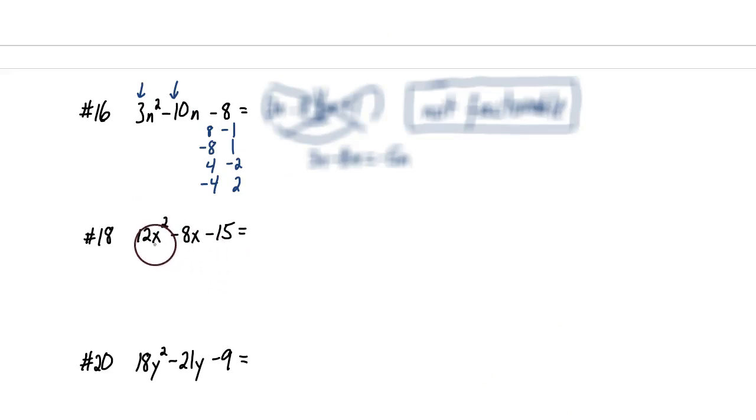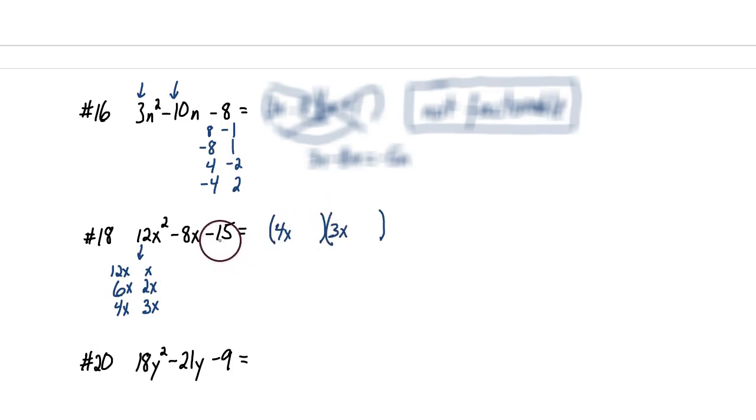Number 18, there's no greatest common factor other than 1, and it's not a perfect square trinomial. Let's try FOIL. We have some choices of numbers that multiply to make 12x squared. One possibility is 12x times 1x. Another possibility is 6x times 2x. And another possibility is 4x times 3x. Let's choose one of these and fill it in. If we find out later it doesn't work, we'll erase it and try a different pair of numbers. I'm going to try 4x and 3x.